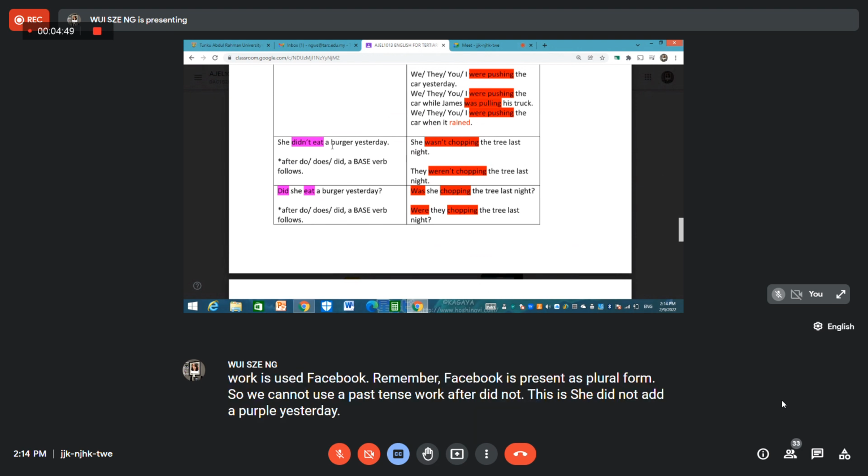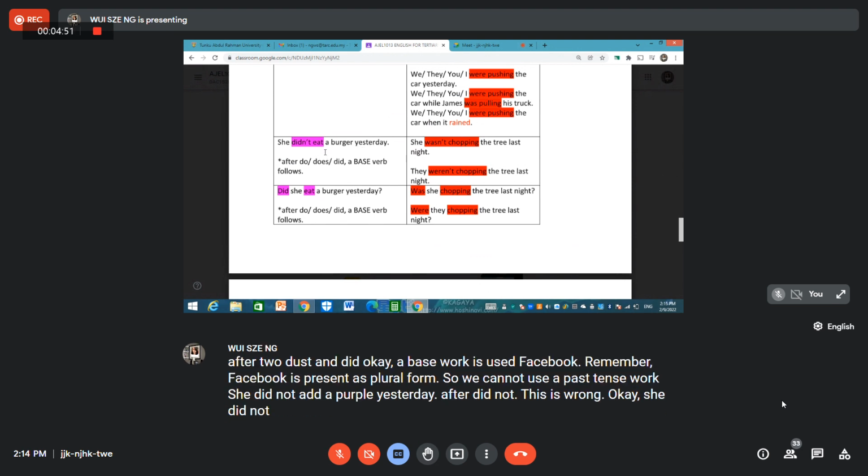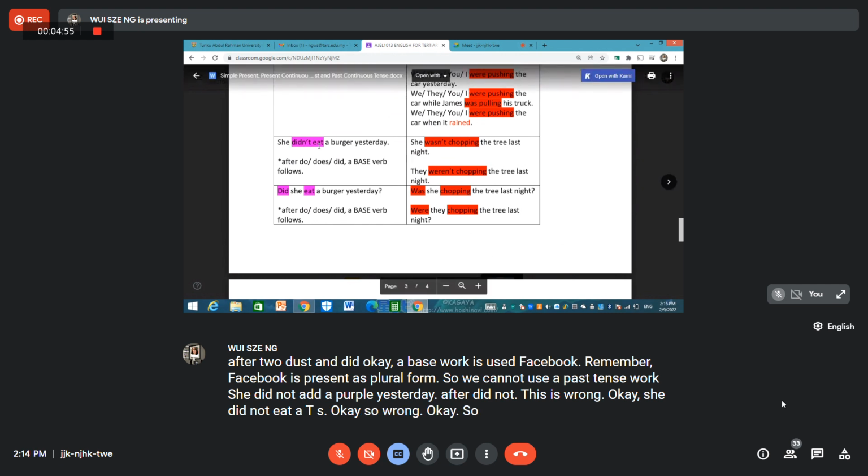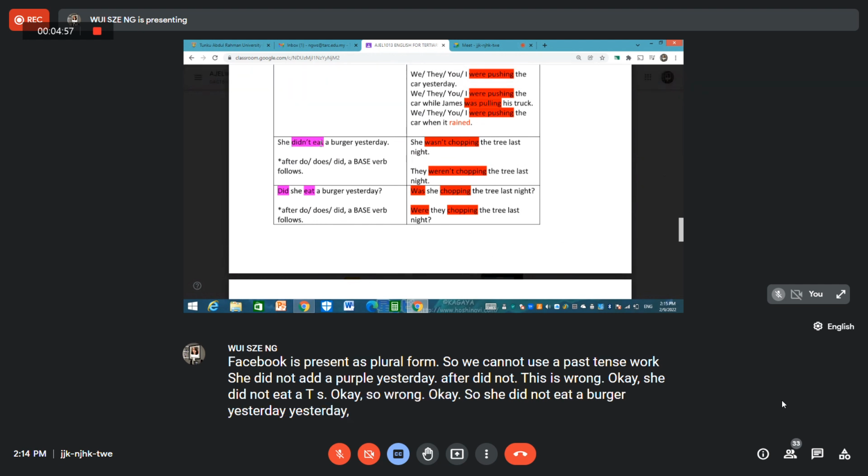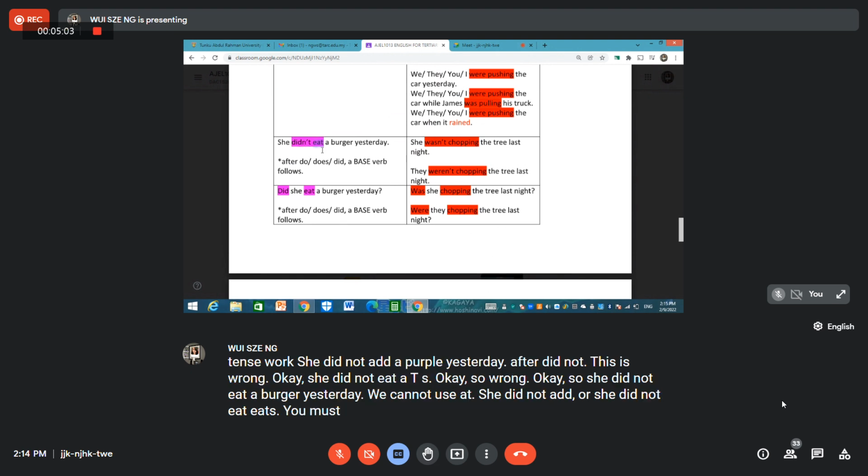So, "she did not ate a burger yesterday" is wrong. "She did not eats," E-A-T-S, is also wrong. We cannot use ate, or eats, E-A-T-S. You must use the base verb. So E-A-T, this is the base verb.